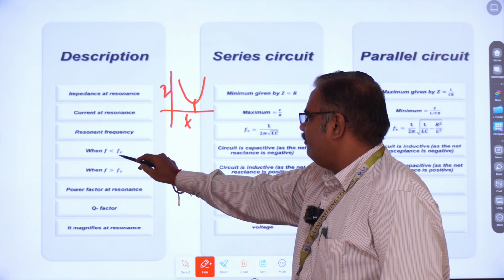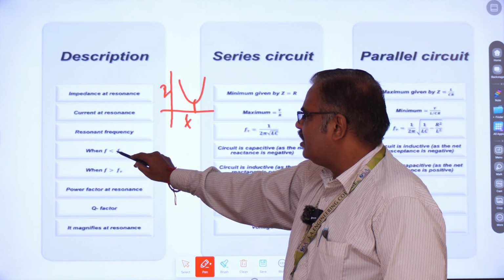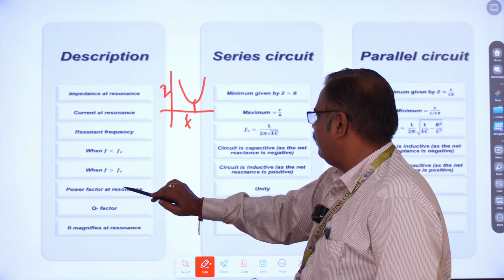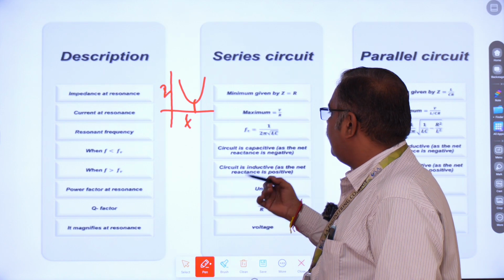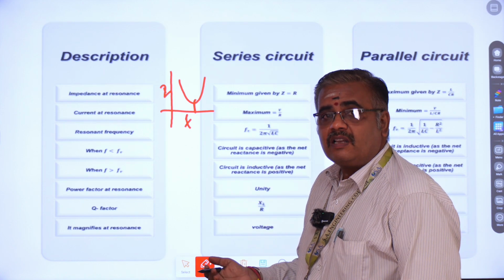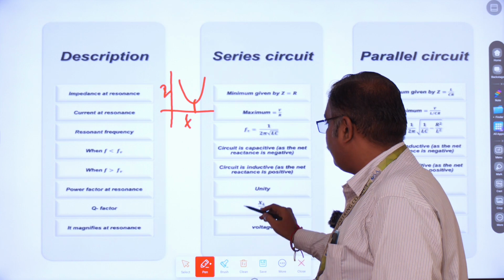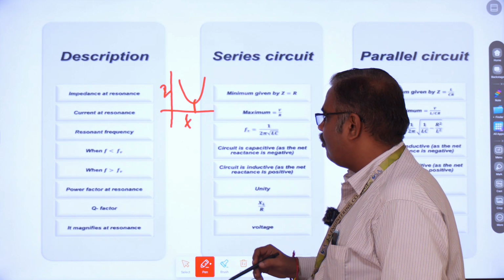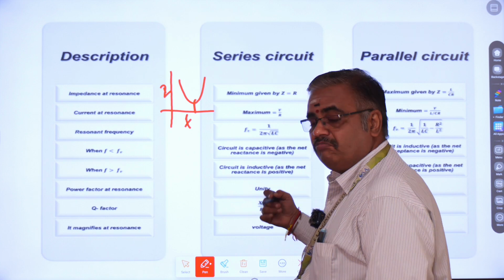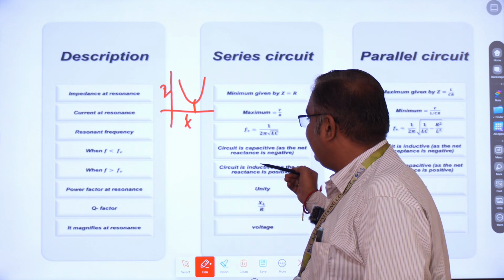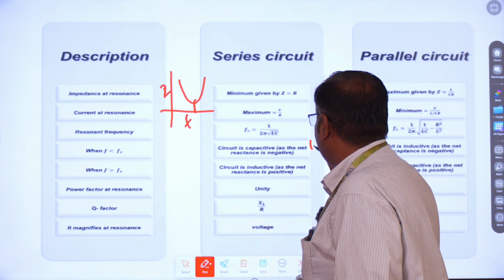Right. So when your F is less than FR, what do you have? F is nothing but the supply frequency, FR is nothing but the resonant frequency. When F is less than FR, the series circuit will have dominance of capacitance. Therefore, the power factor will be lagging power factor. When your F is greater than FR, here it is leading power factor.